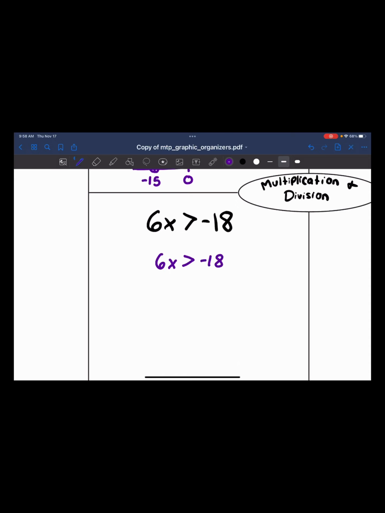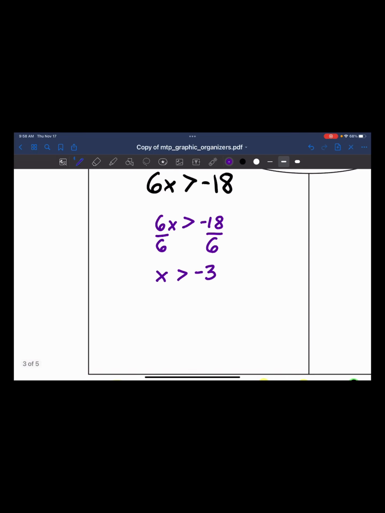What's happening to x? X is being multiplied by 6, so the opposite of that would be to divide by 6. Negative 18 divided by 6: 6 times 3 is 18, so this will be negative 3. Go ahead and graph it, and read it from the variable. X is bigger than negative 3, so it'll be anything that way. And notice how I used an open circle.